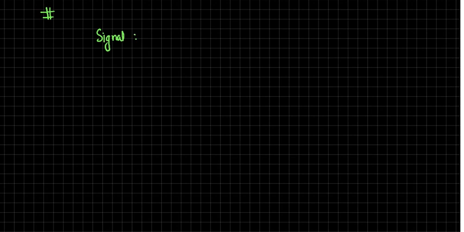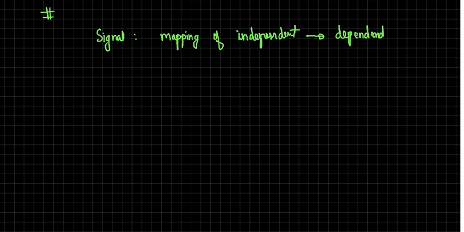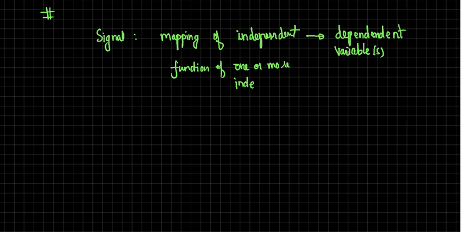See, yesterday we started off with system. First we should know what is a signal. Now we know that it's a function of one or more independent variables. So it's a kind of mapping from independent to dependent variable, right? So mathematically it's a function of one or more independent variables.